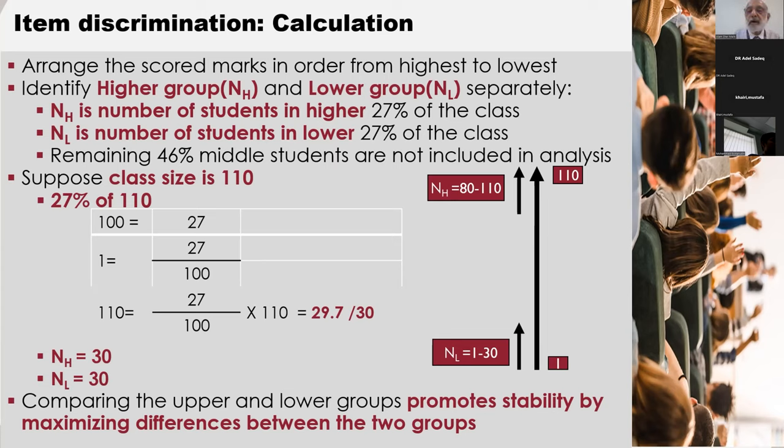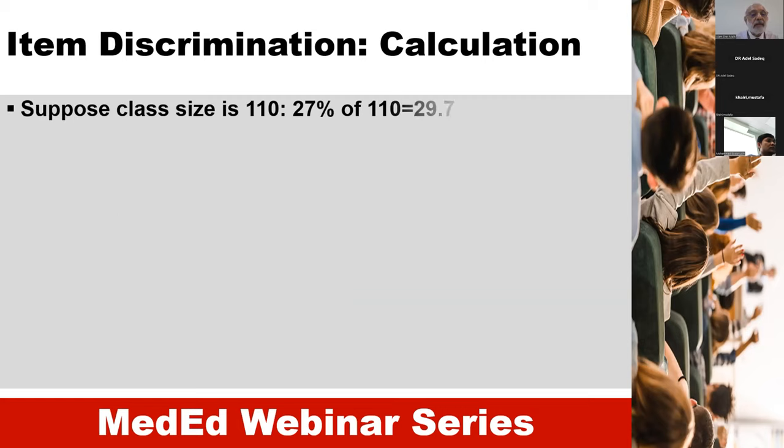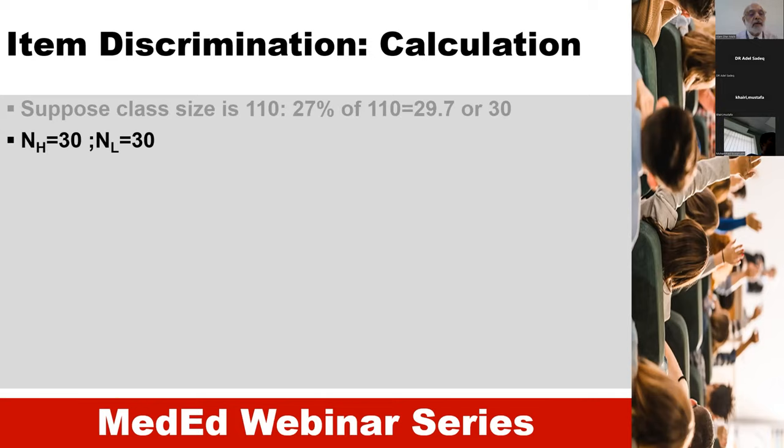So if we take the same example of 110 students, 27% would make roughly 30 students. So here we are talking about 30 students from the top and 30 students from the bottom. This is the formula: the number of students who answered that particular item correctly in the higher group minus the number who answered it correctly in the lower group, divided by the number of students in the higher or lower group, because that number is the same. In our example there would be 30 students in the higher group and 30 in the lower group.